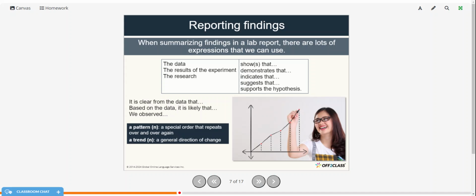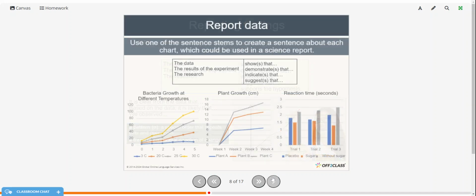And here are some other vocabulary words. A pattern is a special order that repeats over and over again, and a trend is a general direction of change. So use one of the sentence starts to create a sentence about each chart, which could be used in a science report. You can try that on your own for each of these and then restart when you're ready to continue.